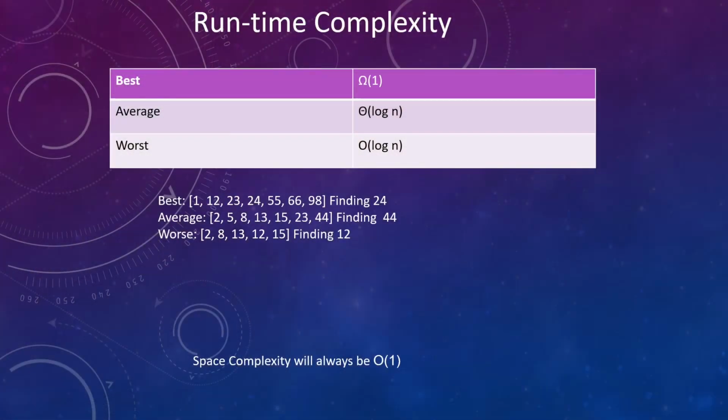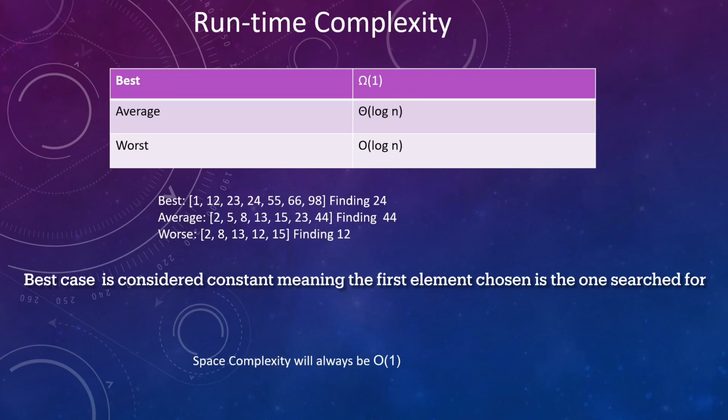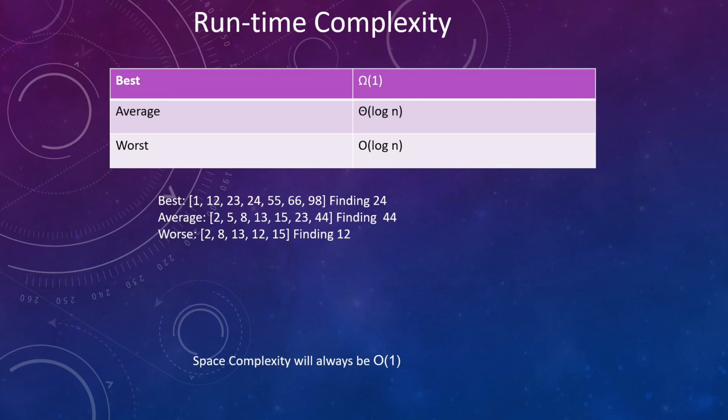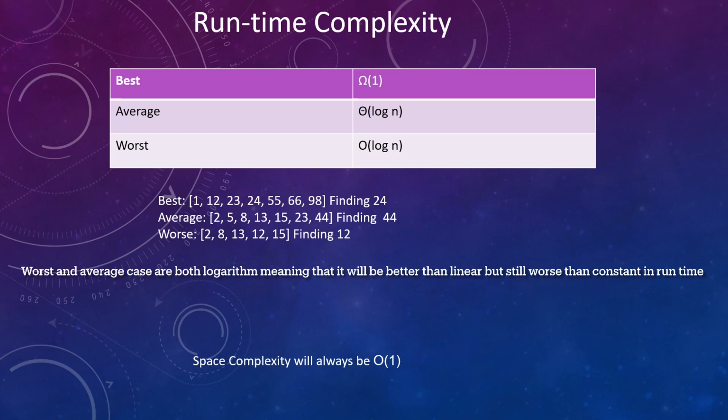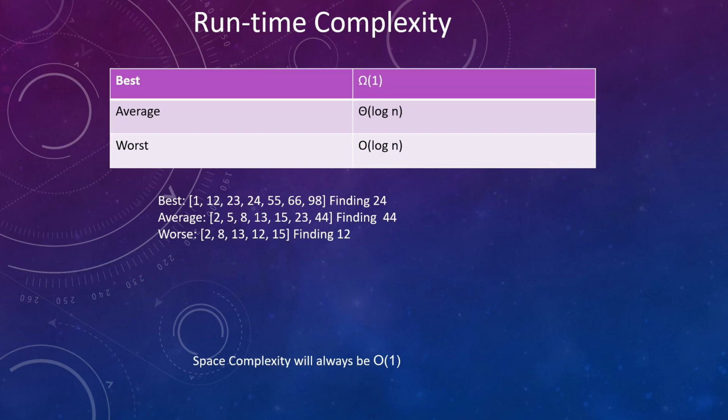The runtime complexity for binary search, as shown here, is that the best case is 1 and the average and worst cases are both log n. As you can see in the best example, when you're looking for the number 24 in this array, when you split it, you'll figure out that 24 is the middle of this array, which is the number we're searching for, meaning that it only took us 1 step to get it.